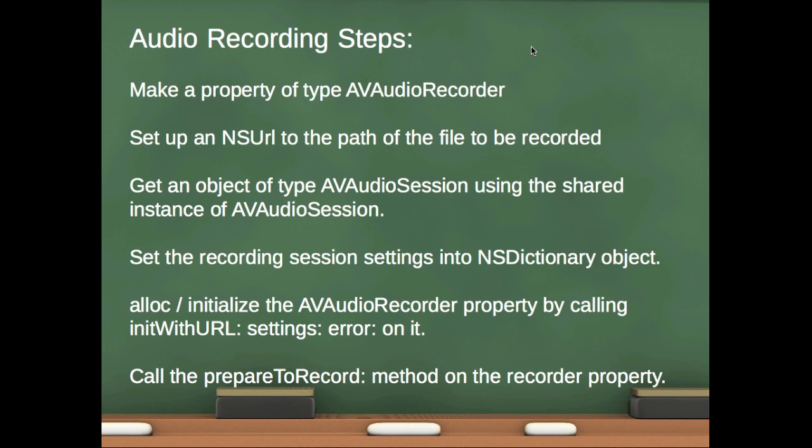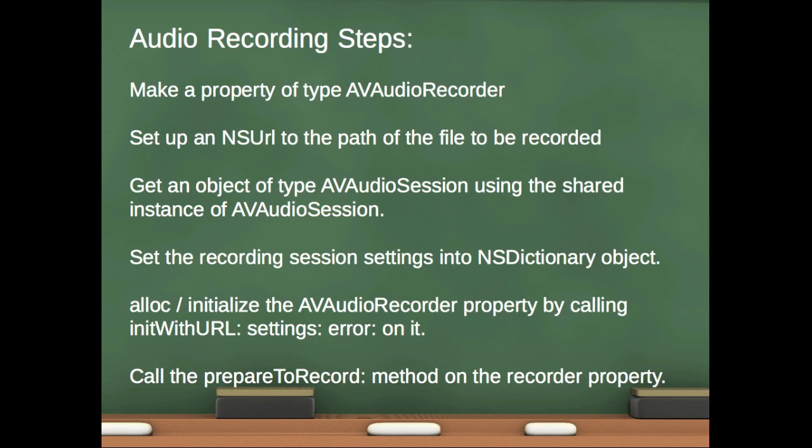You need to have a property of type AV Audio Recorder. And this should be a strong non-atomic property. So this is an object type. This is not a C API. This is an Objective-C API. So it's really very simple. The next thing you need is an NSURL to the path of the file to be recorded, and we'll show you how to get that.